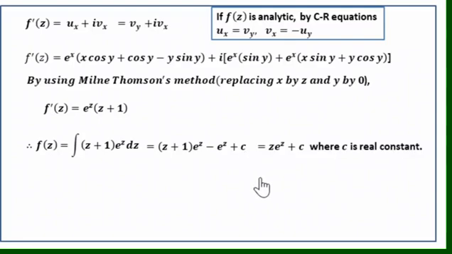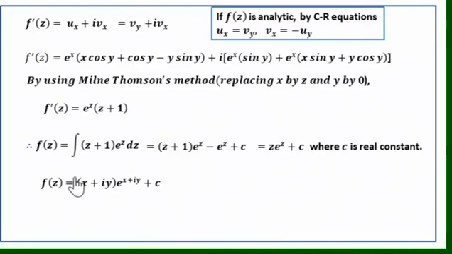Next we have the third part of the question. We need to find the real part of f(z) = u + iv, that is, we need to find u. For that we take f(z) = u + iv on the left hand side, and on the right hand side we take z = x + iy. So we get f(z) = z e^z + c, taking z = x + iy on the right hand side.